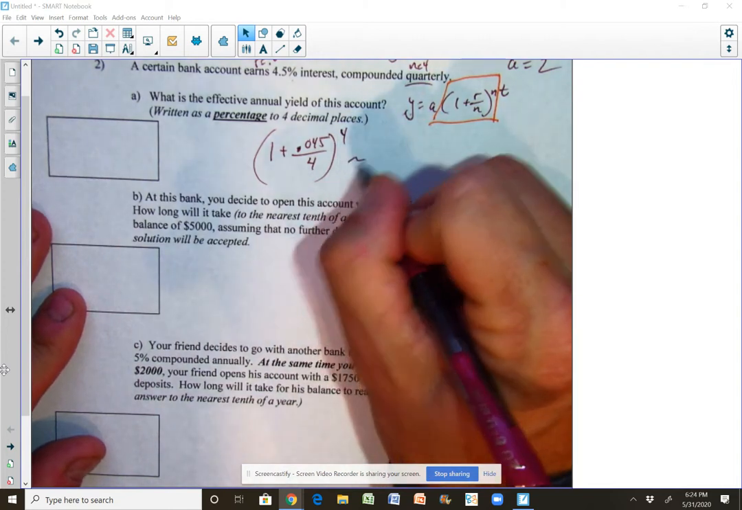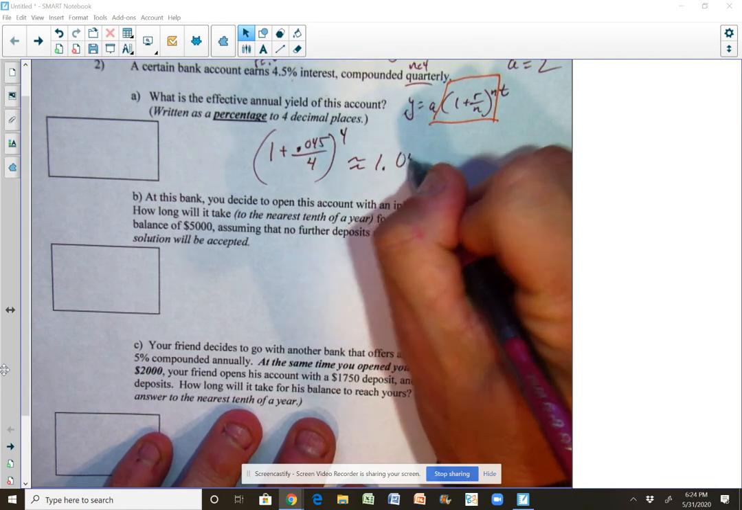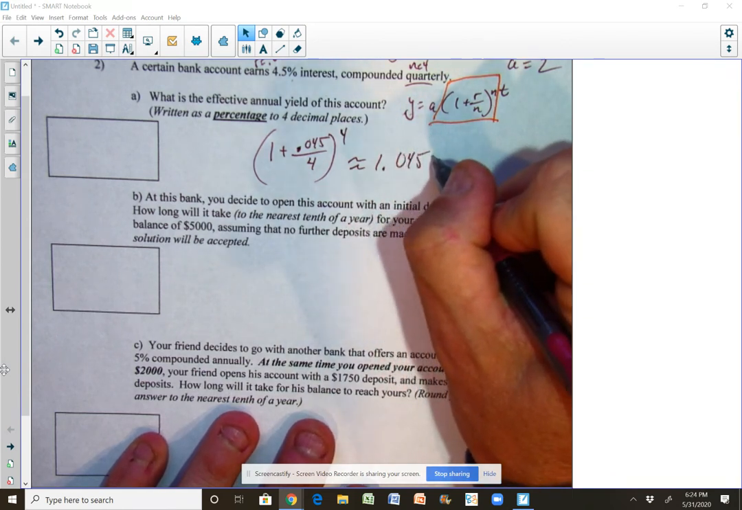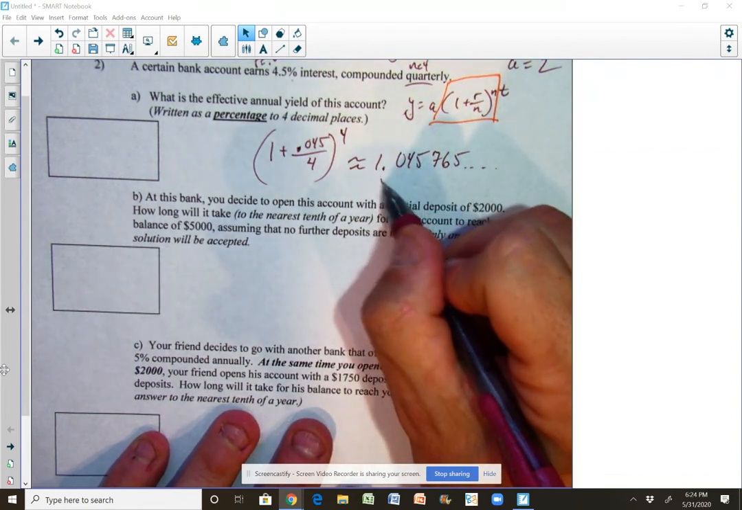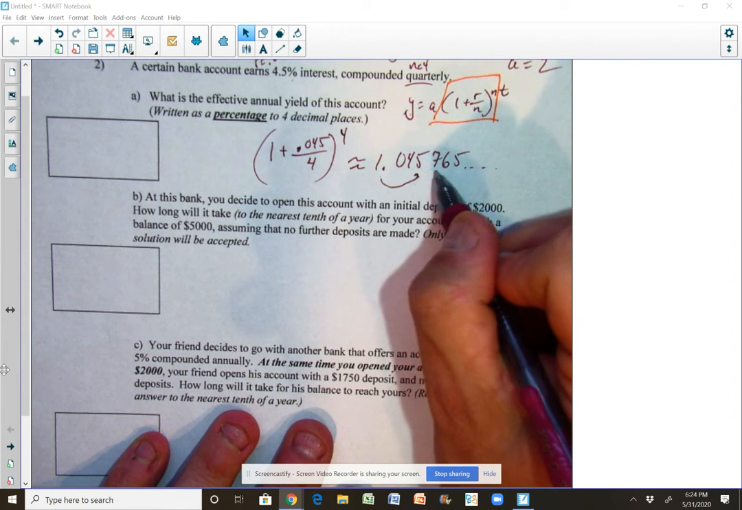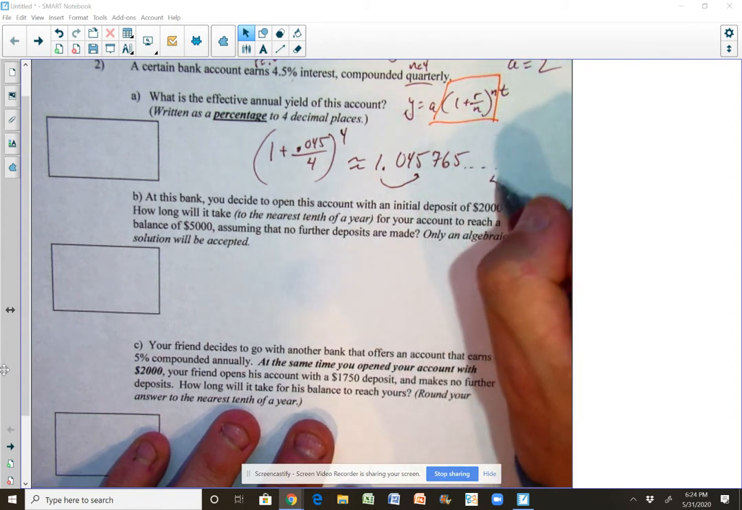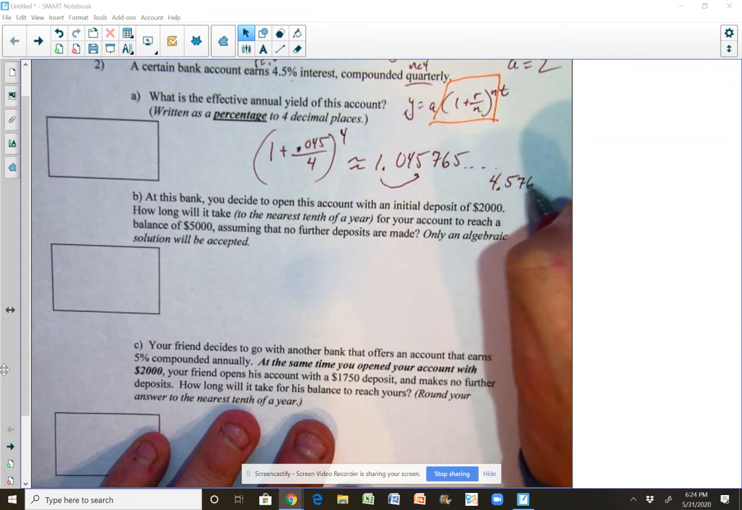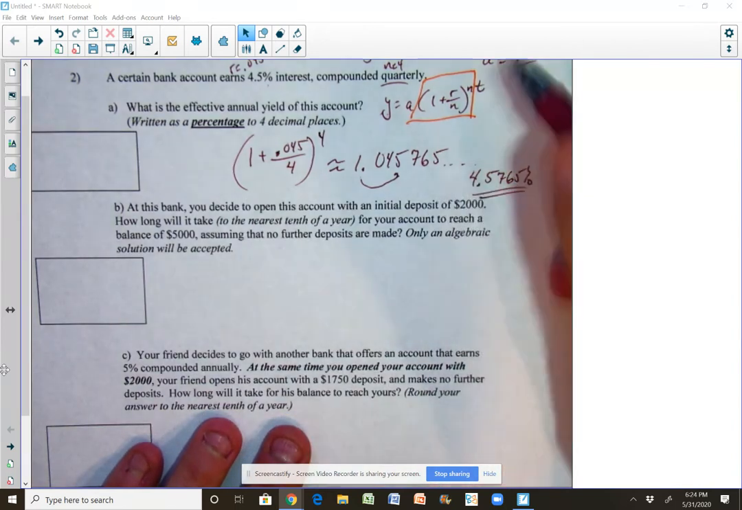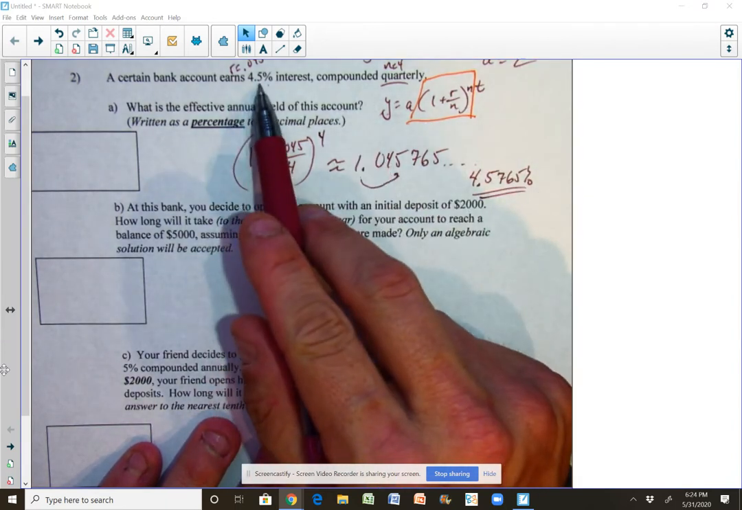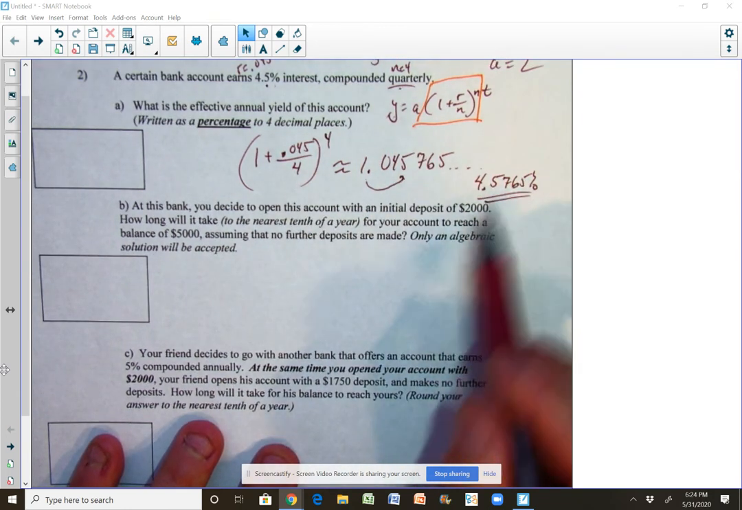So this is approximately, and it's going to be an ongoing decimal, but 0.045765. And there's some more decimals after that. So if you notice, this is like 4.5765% approximately. That's about the percentage that you would have every year, because you're taking 4.5% and you're breaking it up and dividing it up 4 times throughout the year. So you get a little bit more than 4.5%.